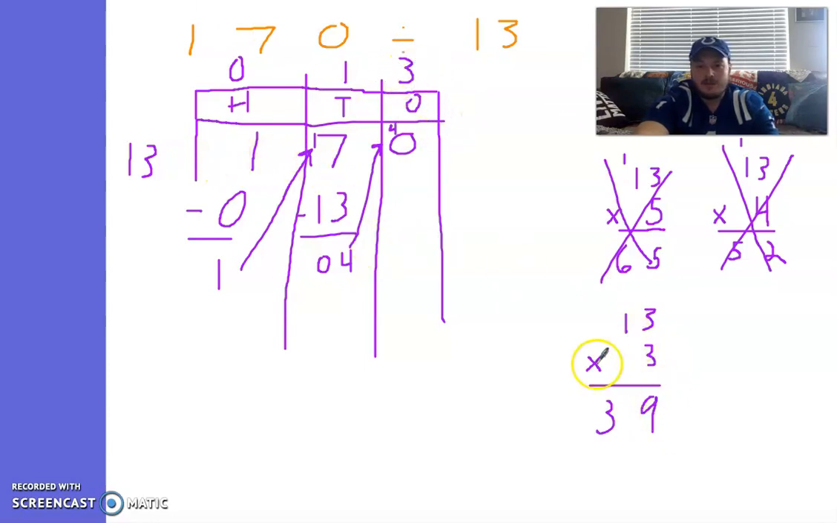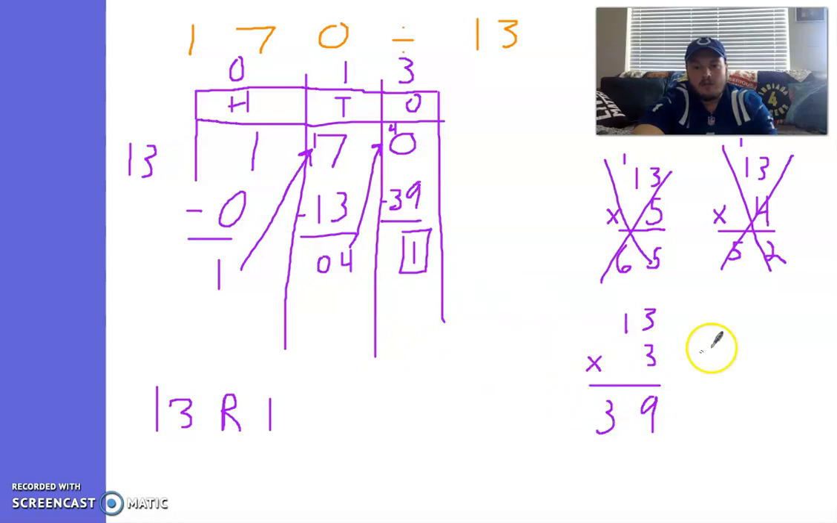3 times 13, like we just showed, 39. So let's go ahead and subtract. When I subtract, it gives me 1. So I've got 13 remainder 1 as my quotient. And I would say that that is a great answer because I can do my additional check right over here by doing 13 times 13.